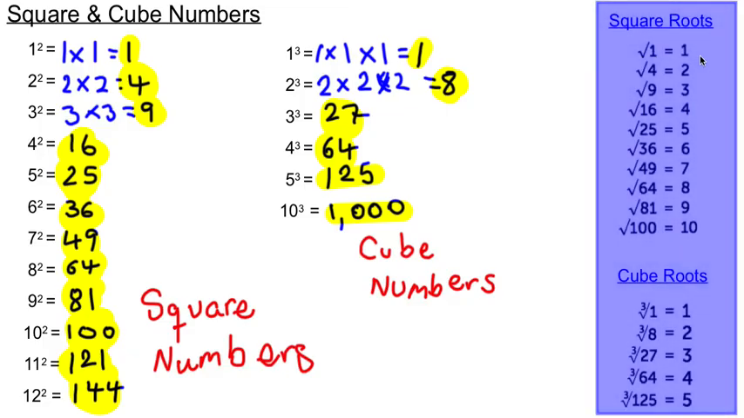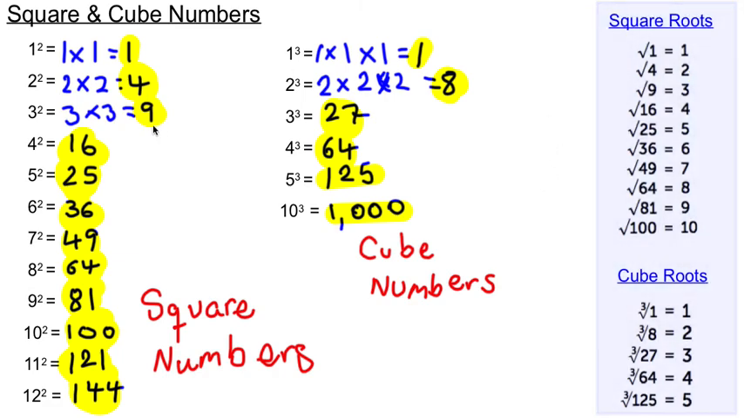So the square root of 1 would get you back to 1, the square root of 4 would get you back to 2. So that tells me how you would get from this 9 back to this 3. And the cube roots are exactly the same as well. So the cube root of 125 would be 5.